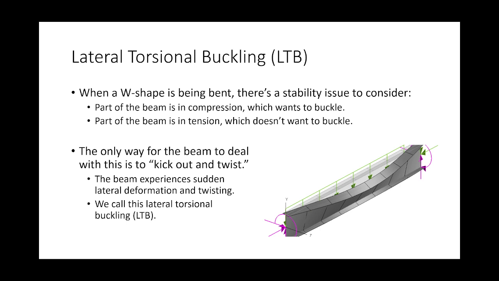With beams, part of the beam is in compression, and it wants to buckle, and then there's part of the beam in tension, and it doesn't want to buckle. And so the beam doesn't really know what to do with that. It has a hard time figuring it out. The only way that it can resolve what's going on inside is that it does this whole kick out and twist thing. So it kind of looks like this. And we call that lateral torsional buckling. So the lateral torsional effect: it's kicking out and twisting.